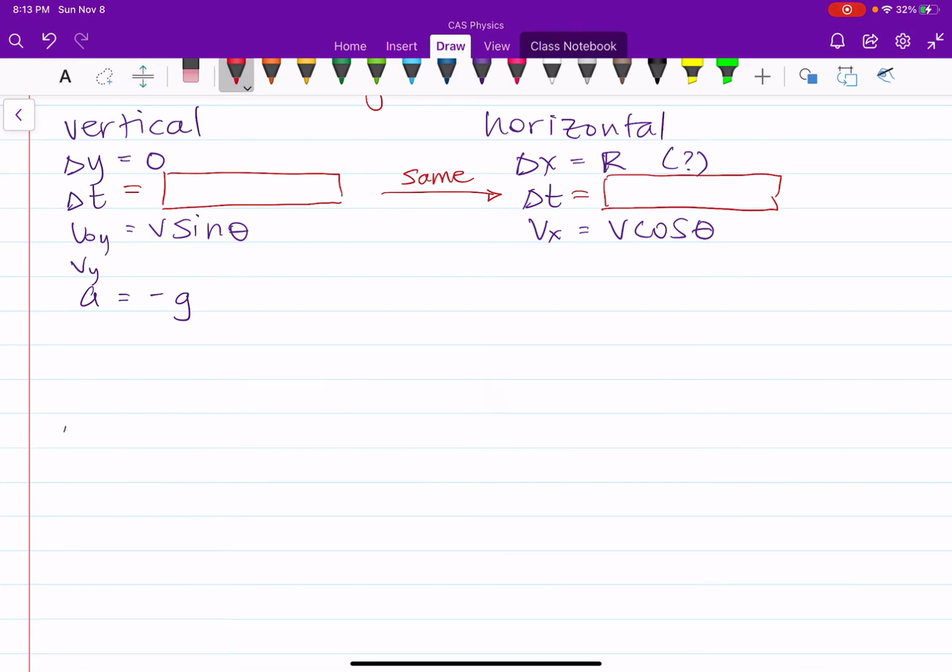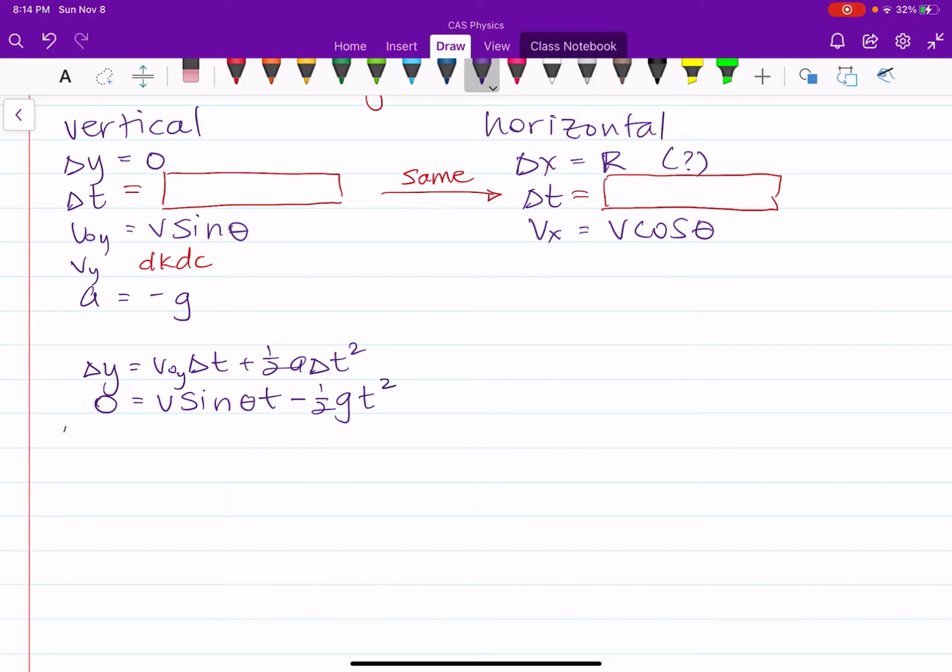Where do we start? Well, we can start with the vertical. We know this is our don't know, don't care. So we're going to plug it in using that same equation. Delta y equals v naught y delta t plus 1/2 a delta t squared. So this is 0 equals v sine theta t. I'm just going to call this t, just to make it easier. Minus 1/2 g t squared, right? So let's just hold on to that right now.